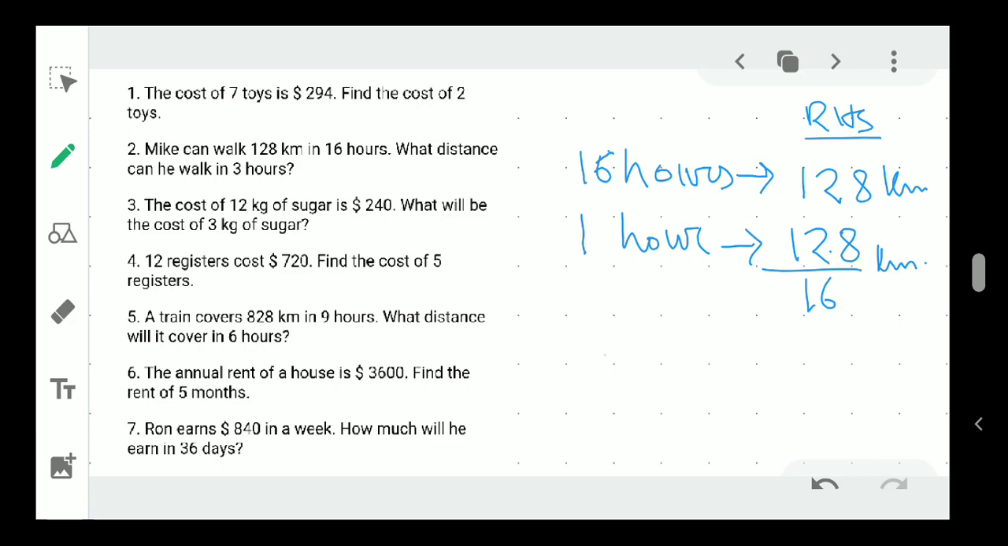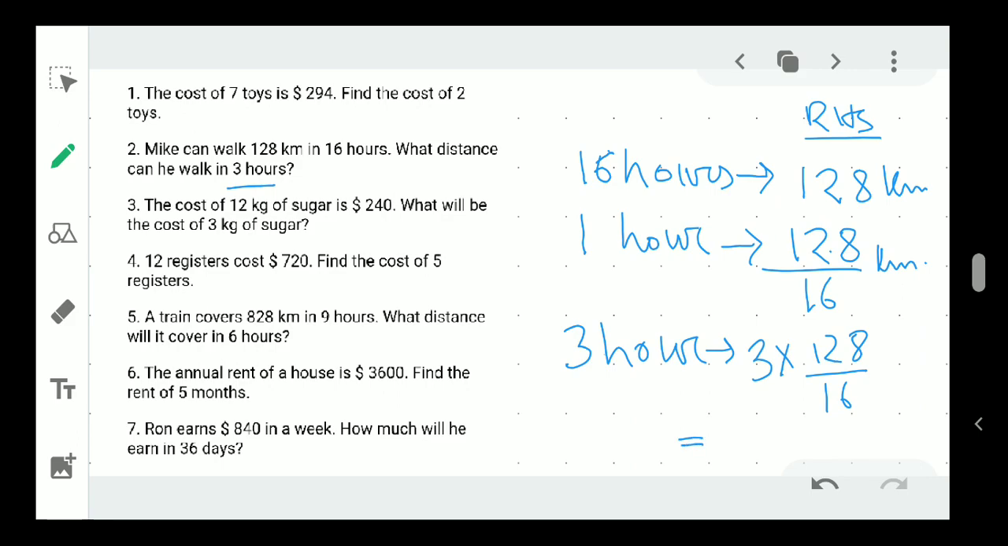Here also you can see the cost of toys. You know that the more the toys, the more the price. So when one thing is more, the other will be more. In those cases only this procedure will work. Acha, so we have to find for 3 hours. For 3 hours what will be the thing? So for 1 hour it is this much. So for 3 hours you have to multiply. So 3 multiplied by whatever you have got, that is 128 by 16.